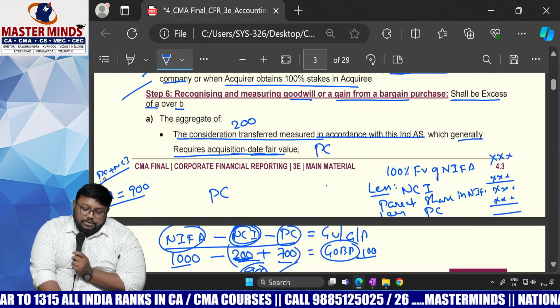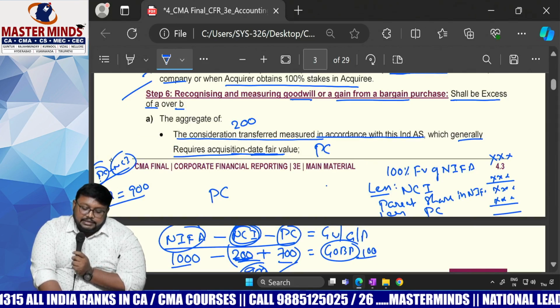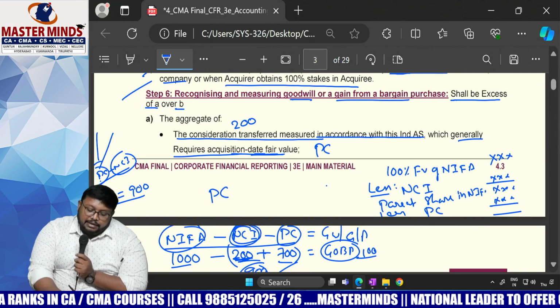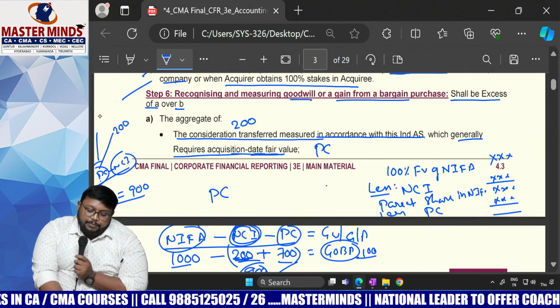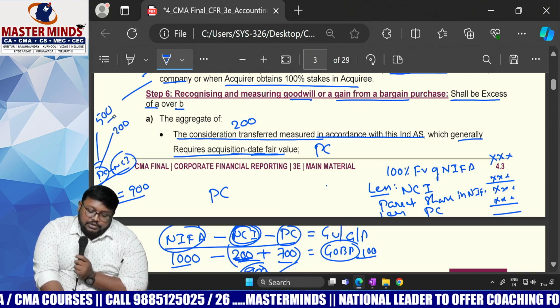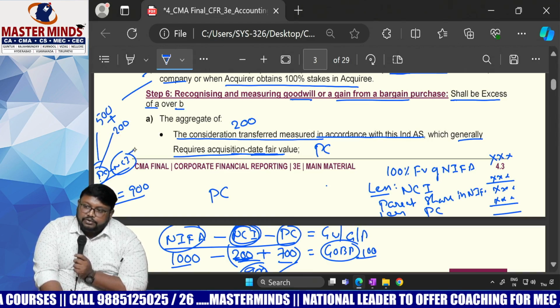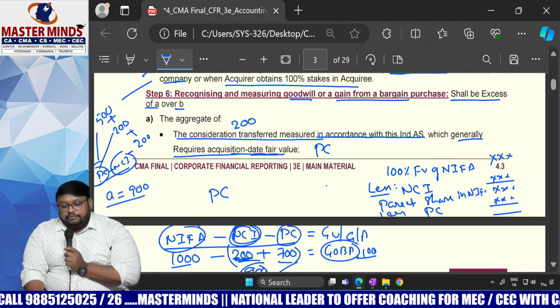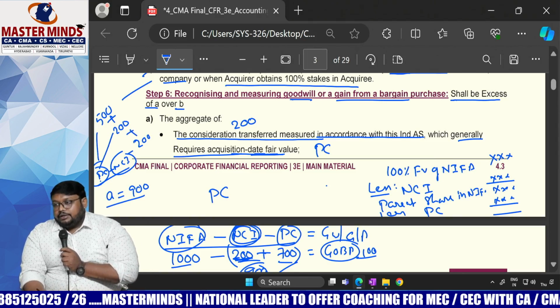That means it includes purchase consideration plus NCI. But this purchase consideration we are paying two times. One at the time of acquisition, 200, and one previously you paid, 500. So you have to take an aggregate. You have to add these things: sorry, 500 plus 200 plus 200. That is the meaning.